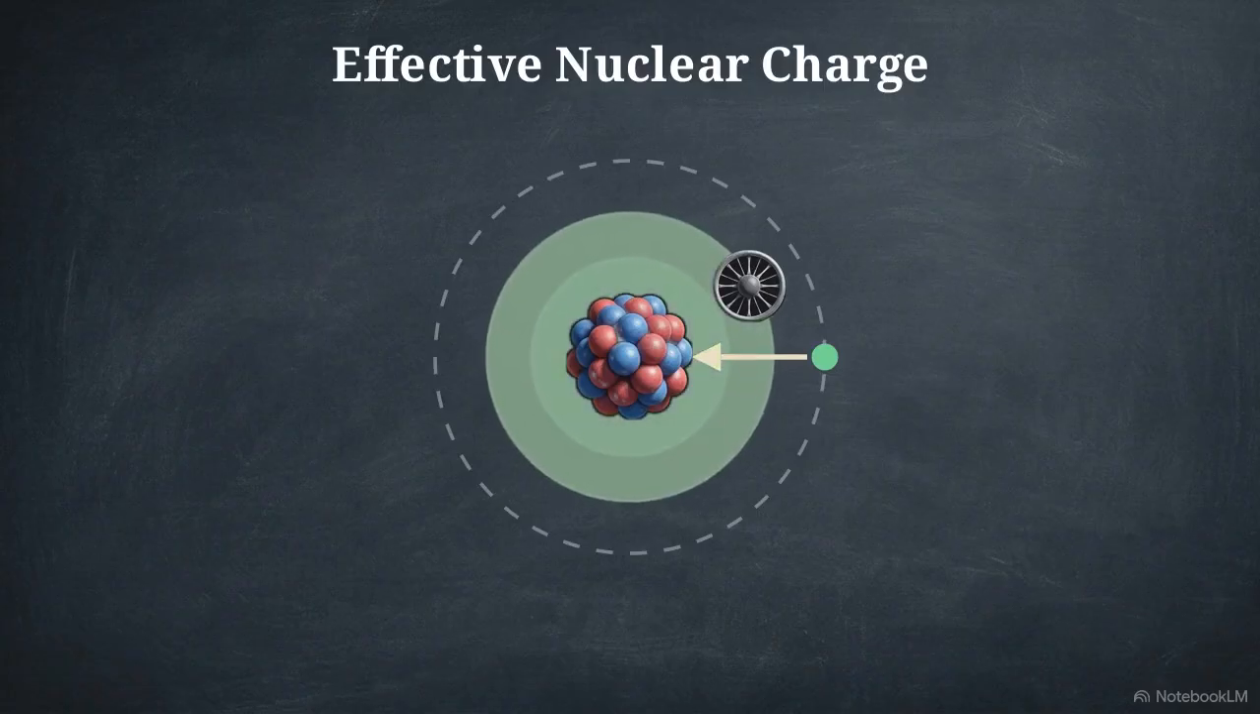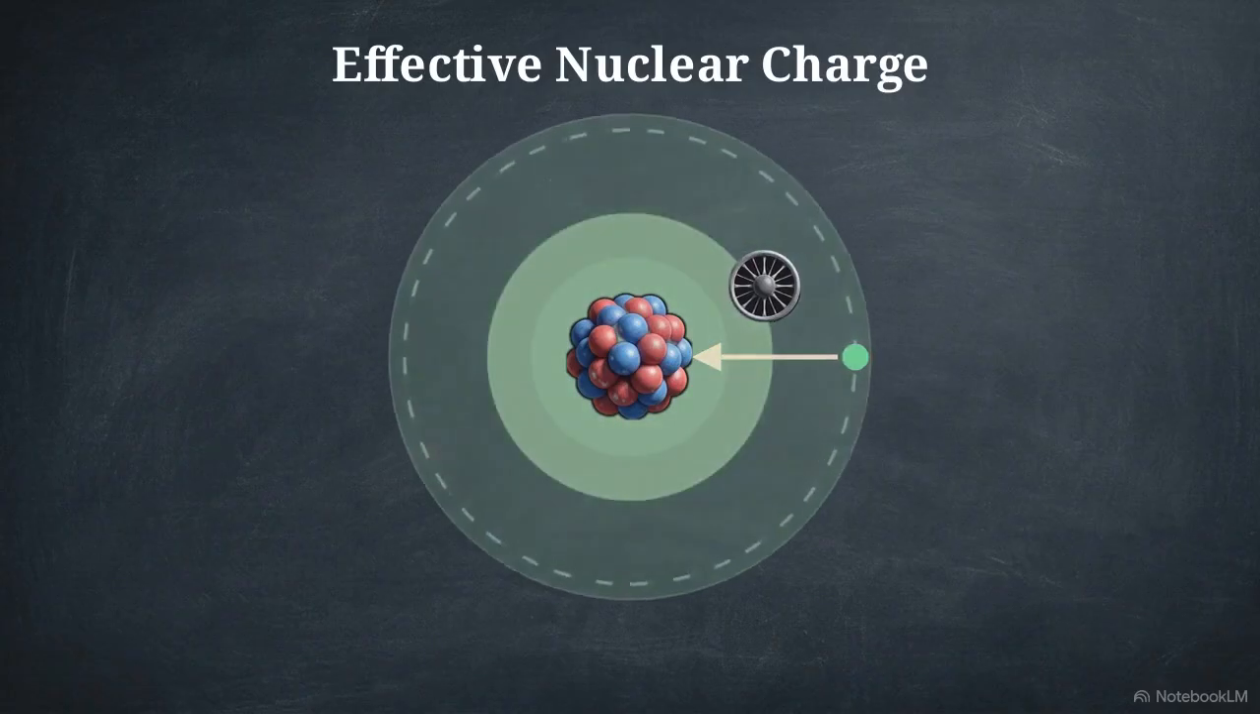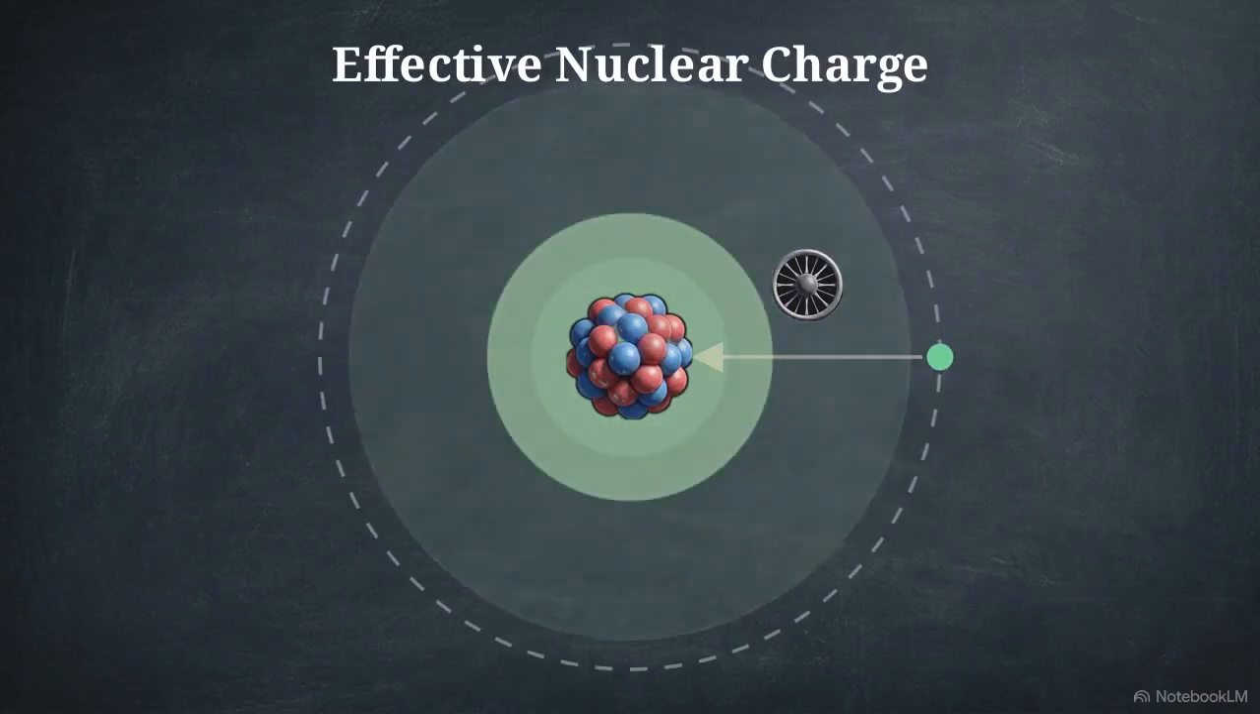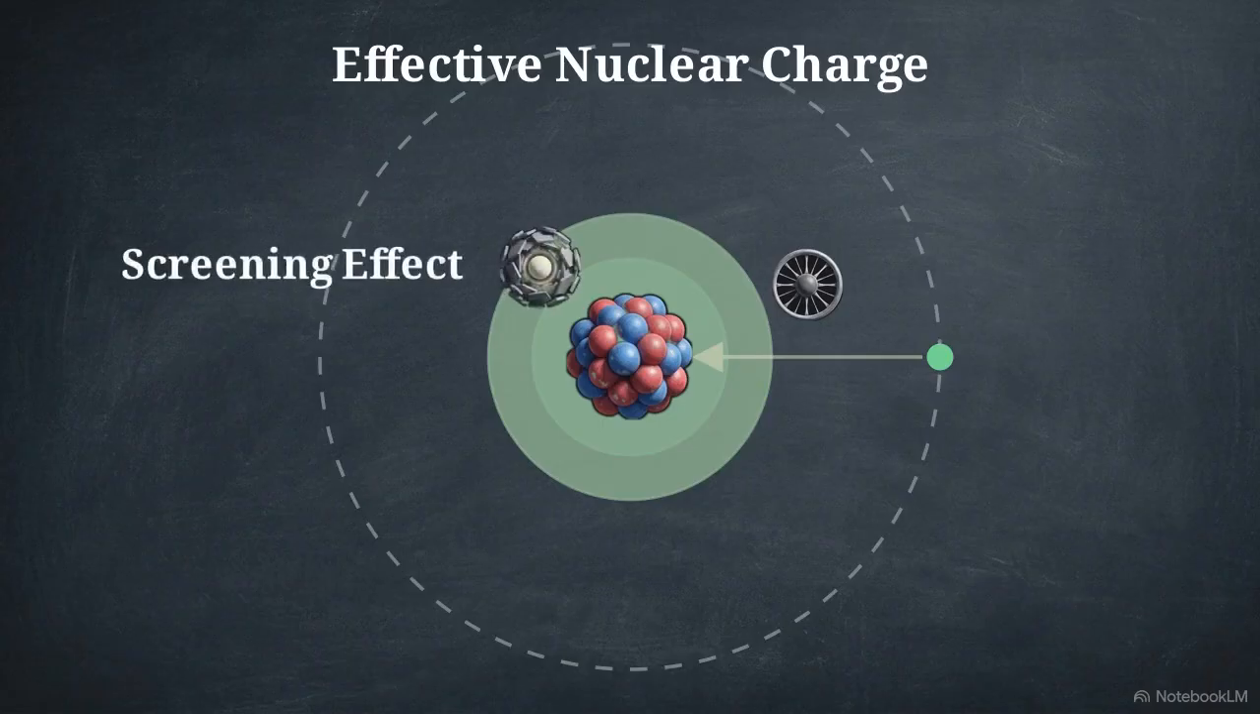While the nucleus pulls inward, the inner shells of electrons provide a physical barrier. They repel the outer valence shell, shielding it from the full positive charge of the center. This is the screening effect.